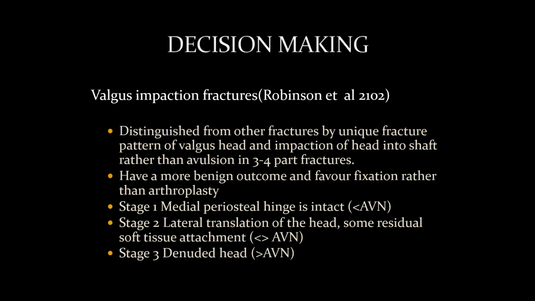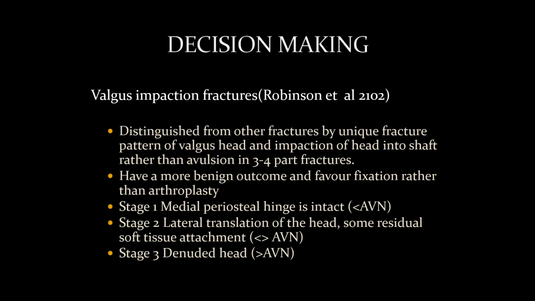Then if we look at valgus impaction fractures, a lot of work was done by Robinson and colleagues, and these are distinguished from other fractures by the unique fracture pattern of the valgus fracture dislocation as well as the impaction of the head in 3-part and 4-part fractures. They generally have a much more benign outcome and a low incidence of avascular necrosis. So in stage 1, we have a medial periosteal hinge.